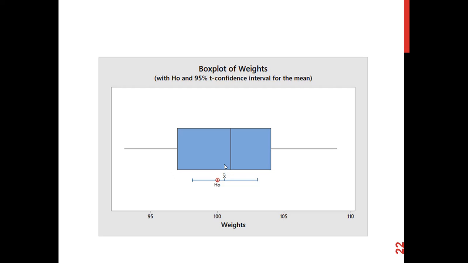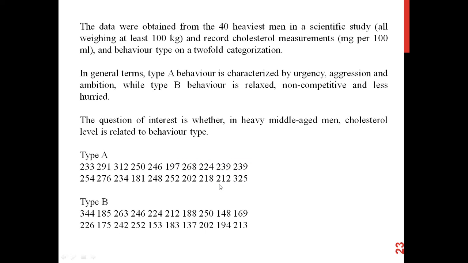The same can actually be verified in a box plot and an interval plot. So this is a box plot of the data, and this is the observed mean, 100 point something. This is the hypothesized mean, that is 100, and we can see that the confidence interval contains 100, so it is an acceptable value. Okay. Now this is another example.